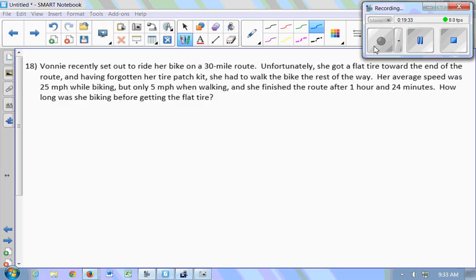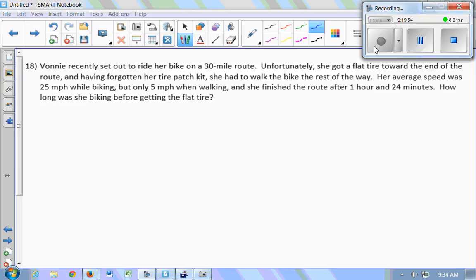Okay, so Vani recently set out to ride her bike on a 30-mile route, but she got a flat tire toward the end of the route. Having forgotten her tire patch kit, she had to walk the bike the rest of the way, and her average speed was 25 miles per hour when biking, but only 5 miles per hour when walking. She took a total of 1 hour and 24 minutes. How long was she biking before getting the flat tire?